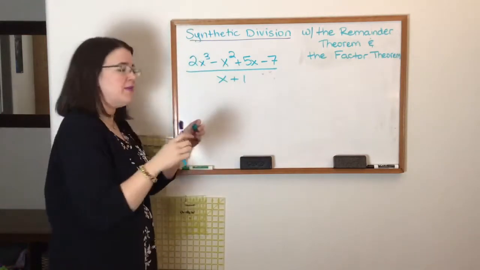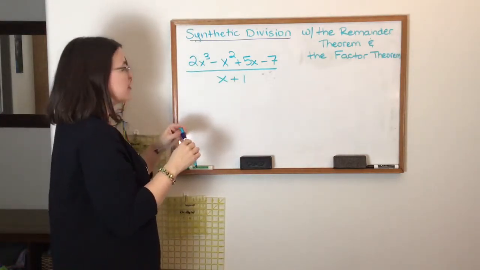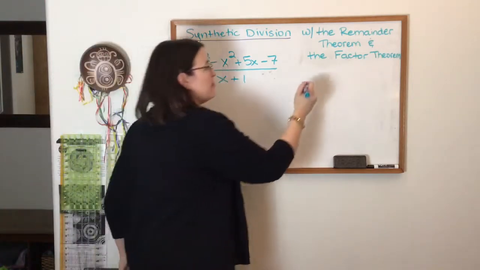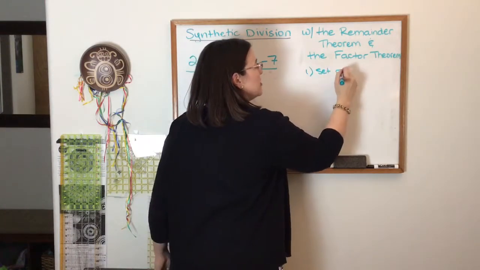Okay? I just randomly pick numbers. I don't know how they're going to work out. I don't know what's going to happen. All right, my first step is always set my divisor equal to 0.